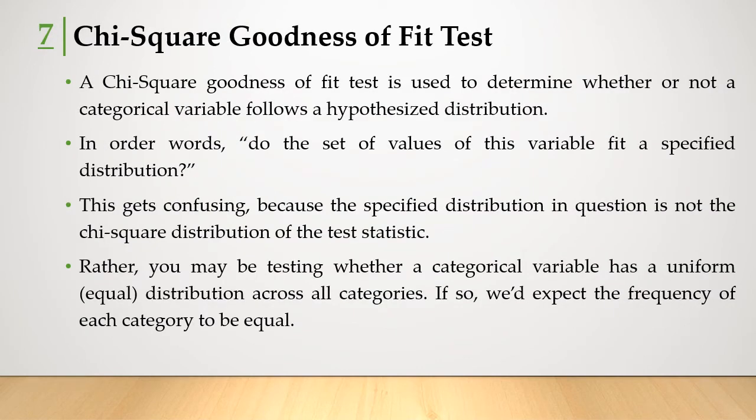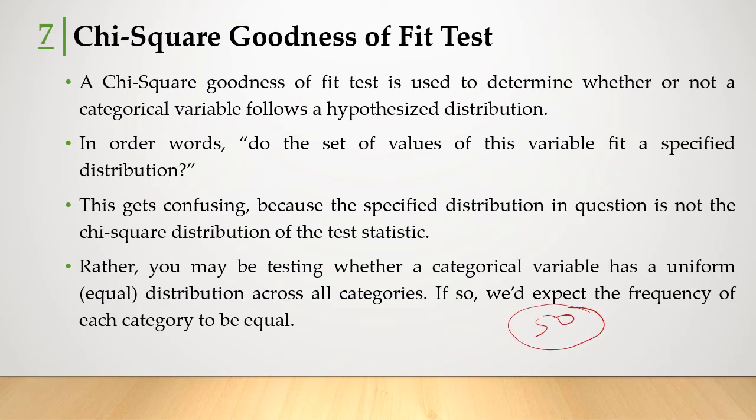Goodness of fit, the first one. The goodness of fit is used to determine whether or not a categorical variable follows a hypothesized distribution. So let's say it was said that students for the past years, students in quantitative methods class, their average score was always 50. So this is a hypothesized value.